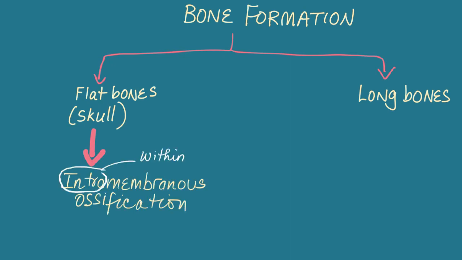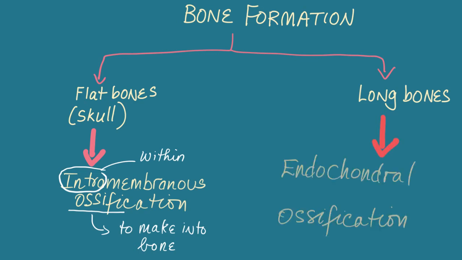With the flat bones, we have intramembranous ossification. Intra meaning within the membrane, and ossification, ossify, is to make something into bone. For the long bones, the type of process involved is called endochondral ossification. Endo meaning inside and chondral meaning cartilage. This means the long bone is made from the cartilage that's inside that later becomes bone.